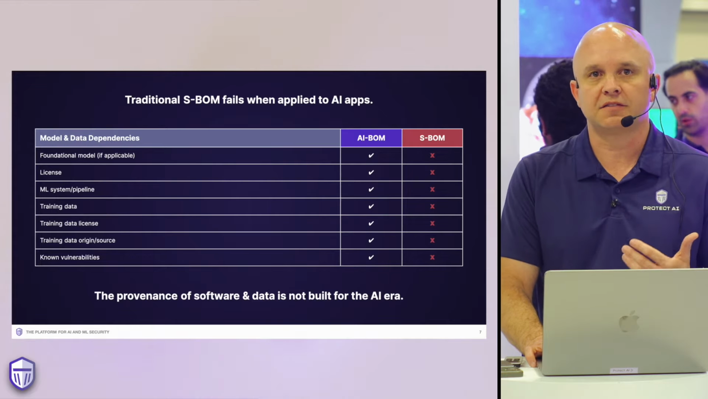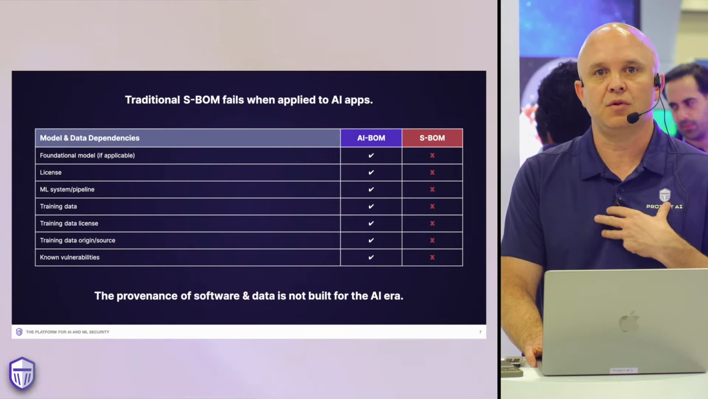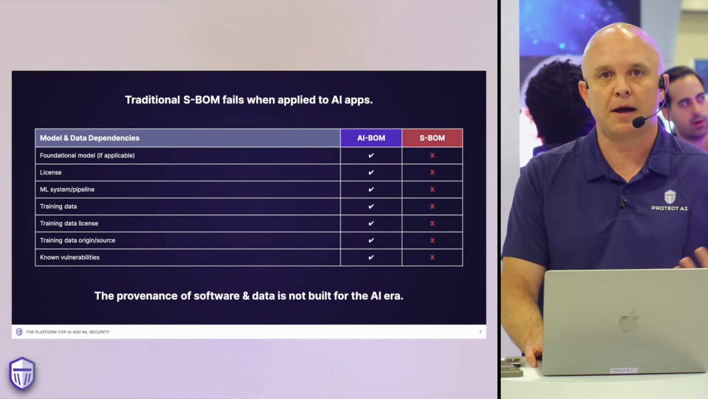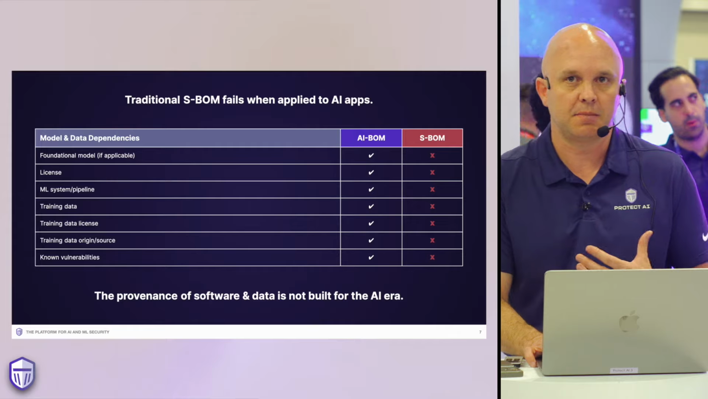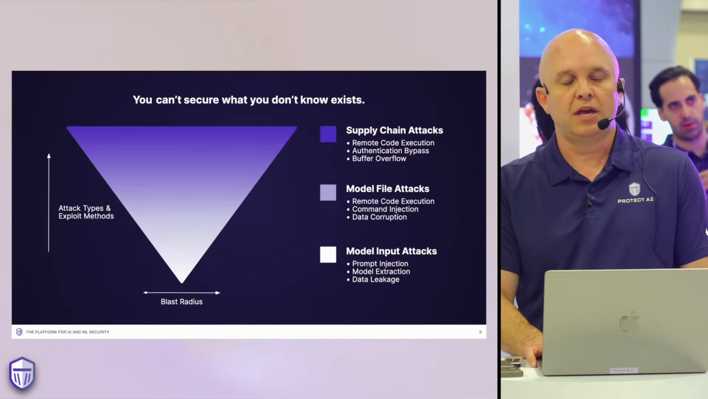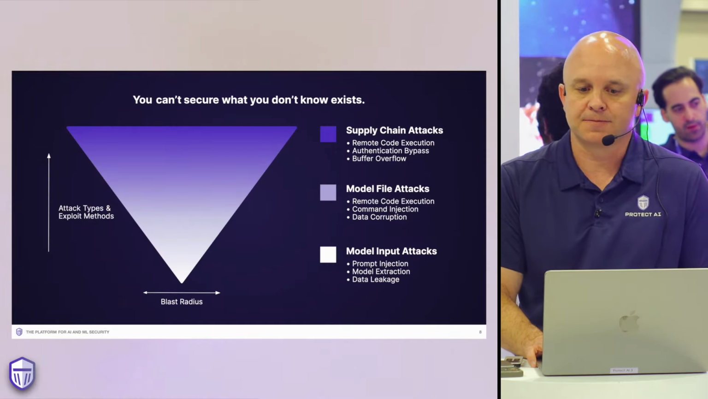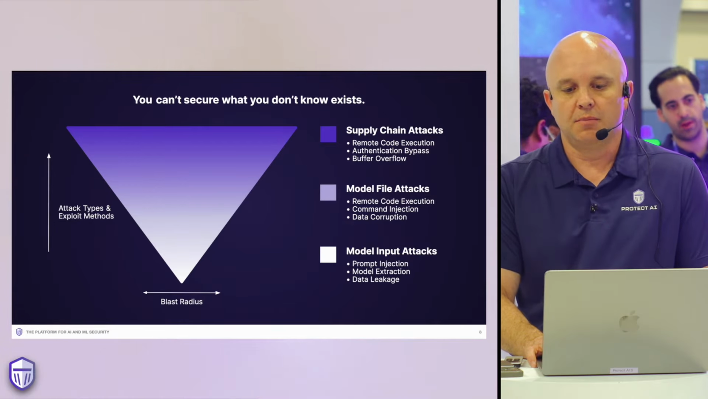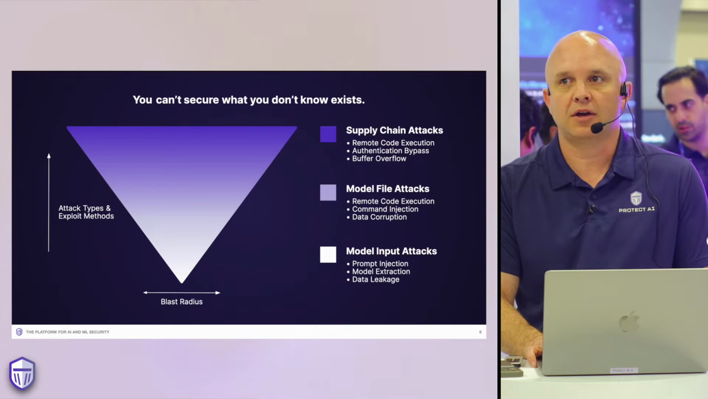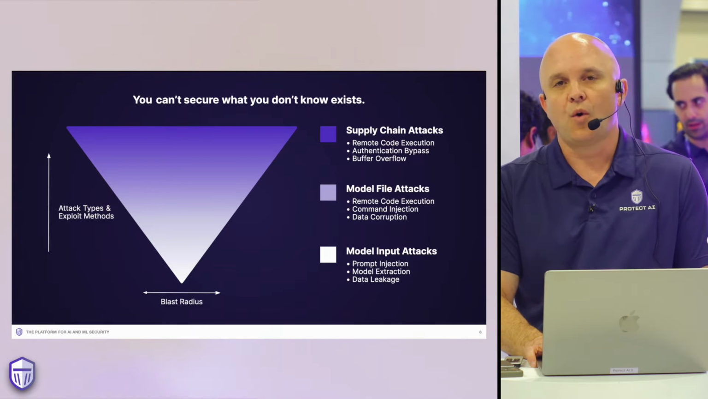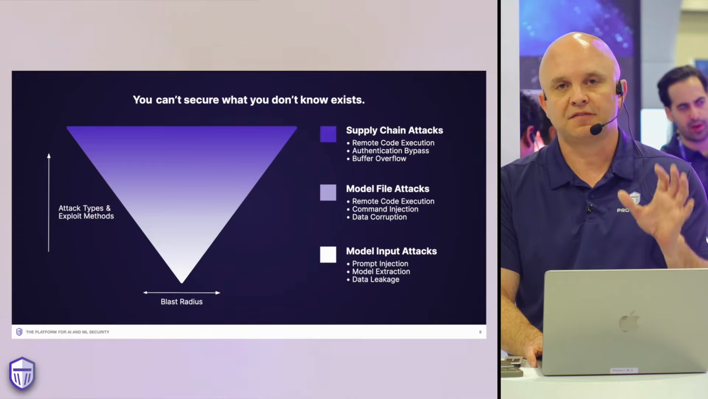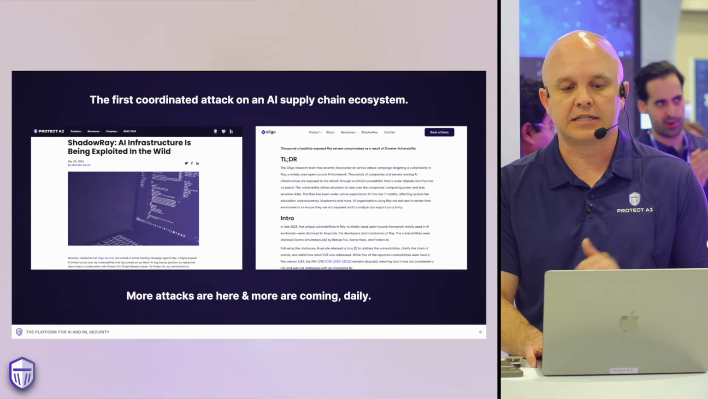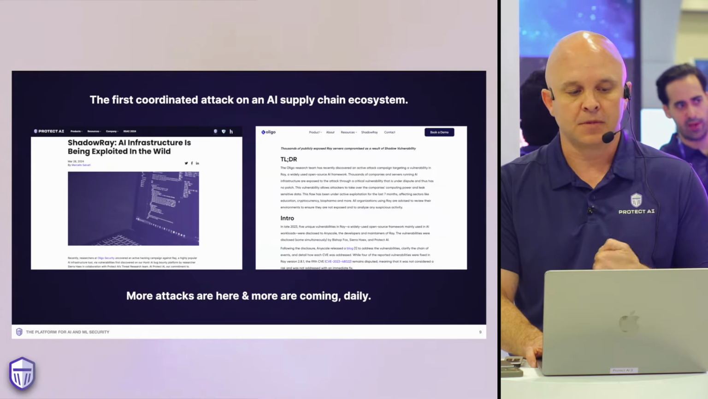In fact, in a lot of cases, those known vulnerabilities to us are unknown to the rest of the world. So things found in Hunter don't always populate to other systems that might tell you about that. And you can't secure what you don't know exists. So whether it's the supply chain or how your model is built, the model file itself, i.e. how it can be exploited or where it's vulnerable, or the model input attack, you have to understand all of those elements. And we have seen the first coordinated attack on an AI supply chain ecosystem.